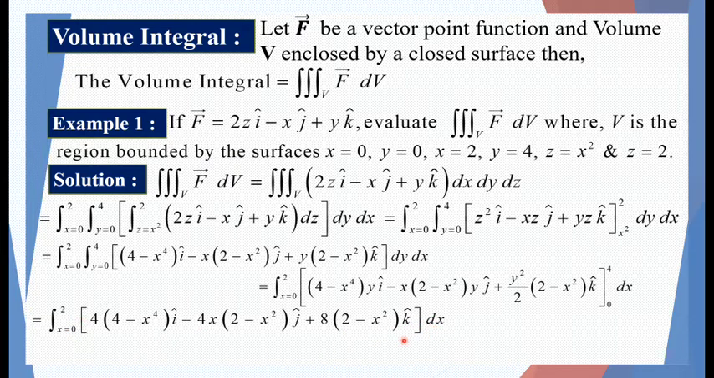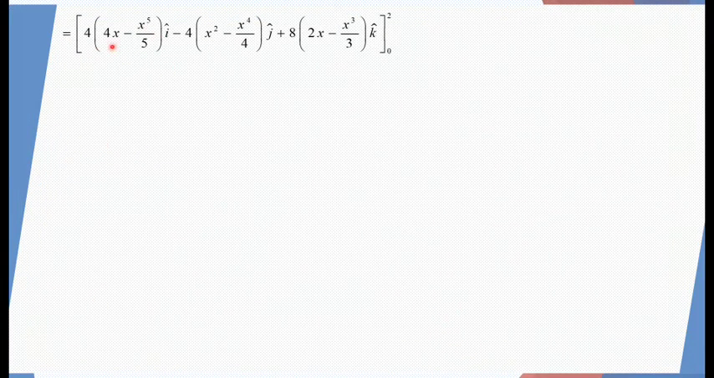Now this is the function which we can integrate. Integral of 4 is 4x, and the integral of x raised to power 4 is x raised to power 5 upon 5, same as 4 taken outside. Integral of x is x square by 2, and 2 is cancelled out by 2, so minus, integral of x cube is x raised to power 4 by 4, j, plus 8 times 2x minus x cube by 3, k, under the limit 0 to 2.